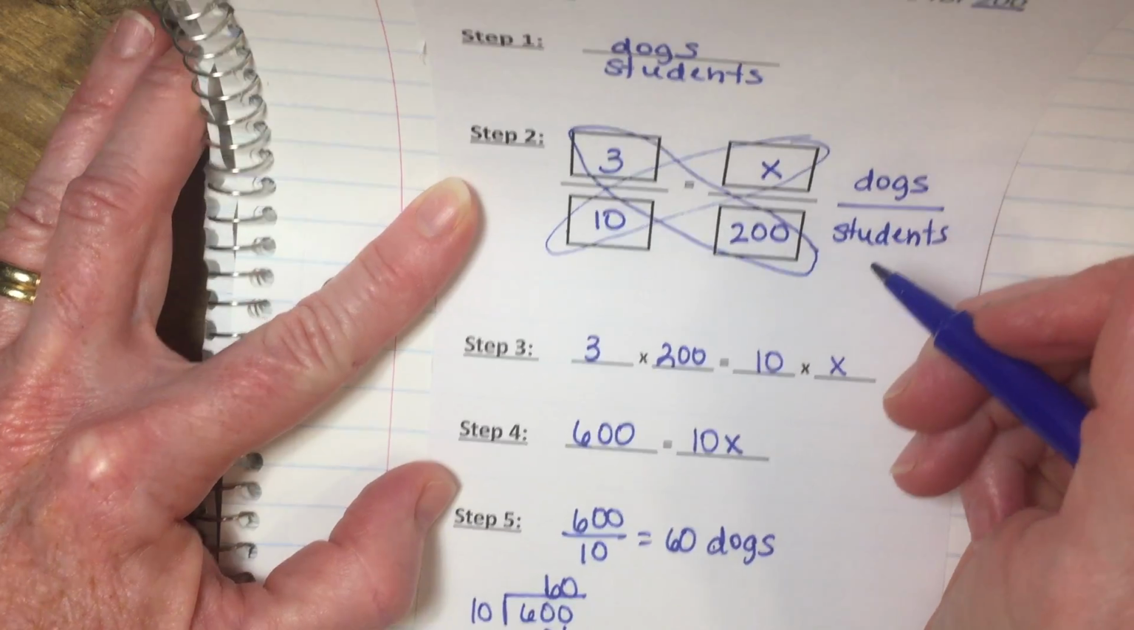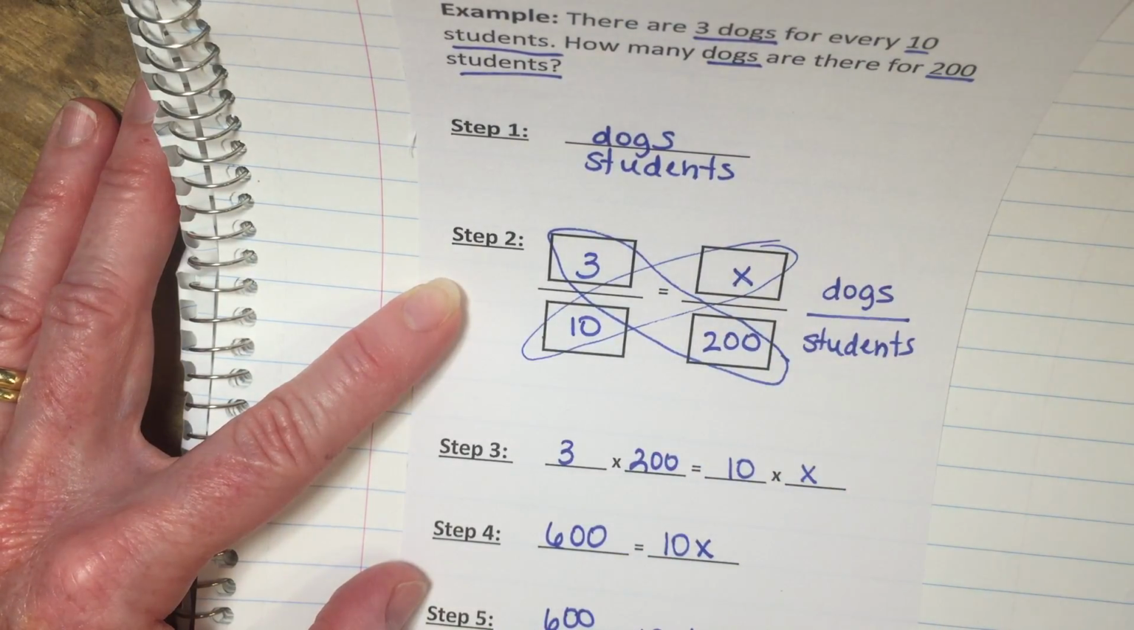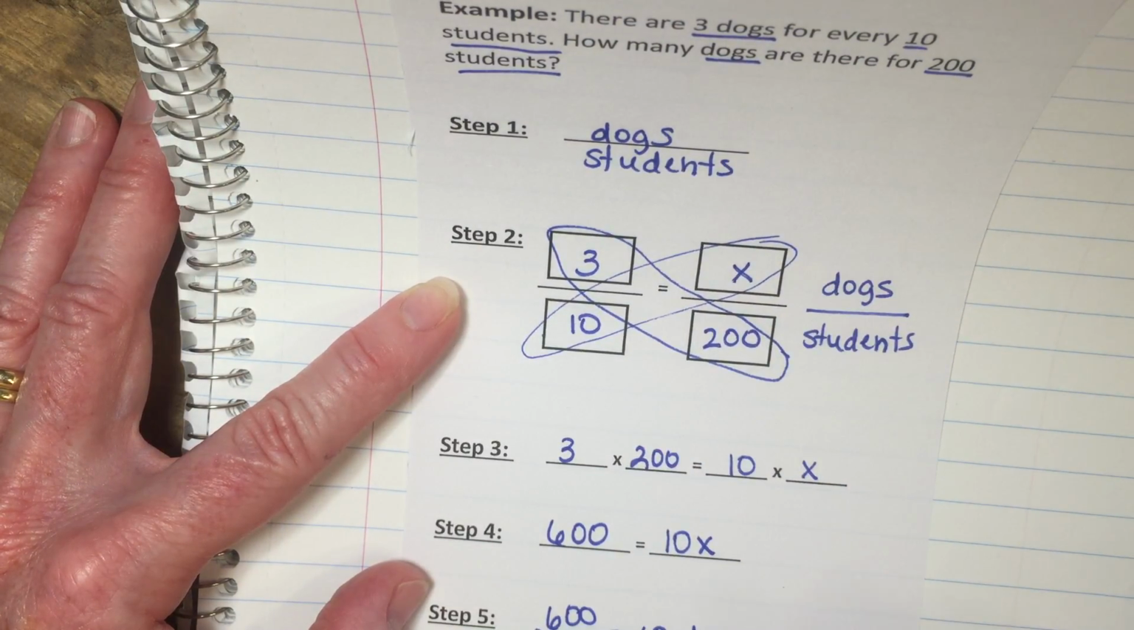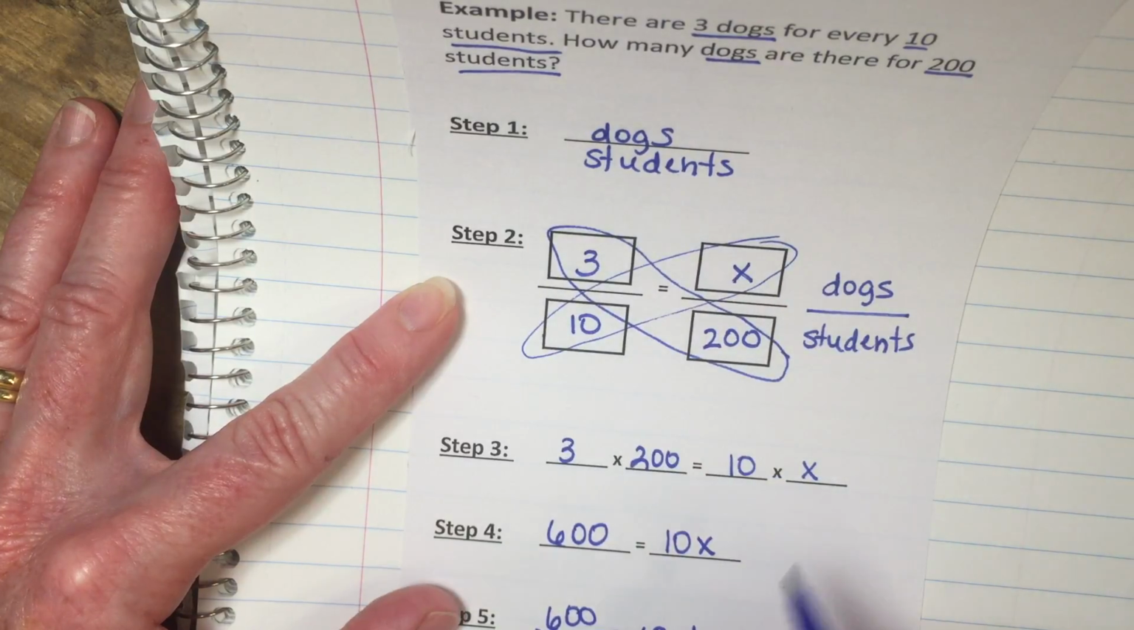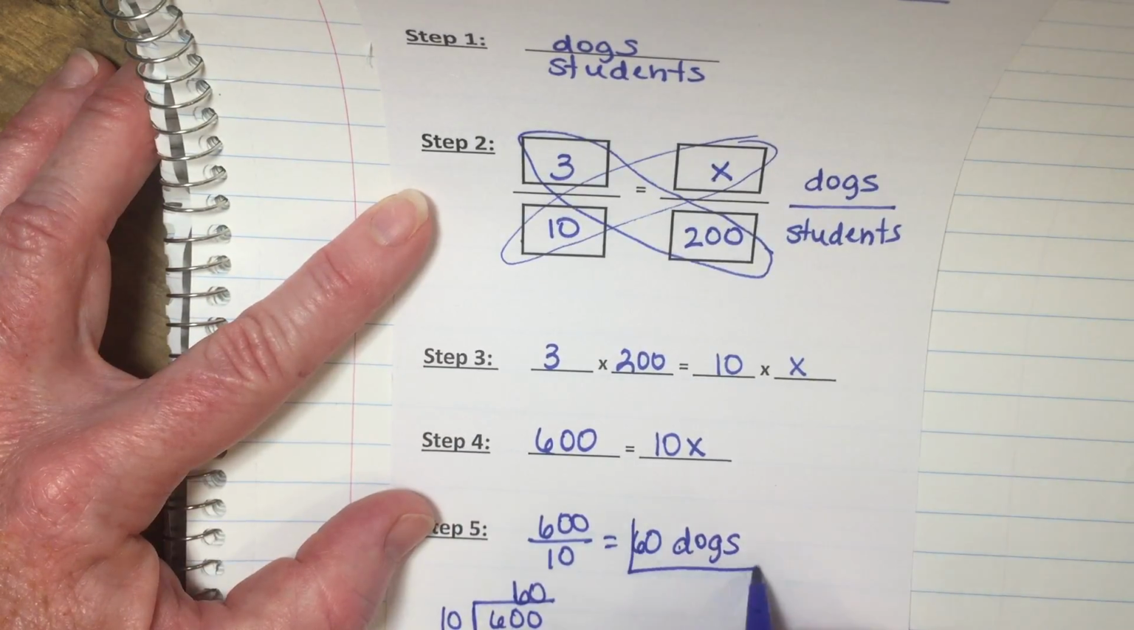So what that tells me is that 60 dogs has the same ratio as 3 dogs to 10. So 60 dogs to 200 students is the same thing as 3 dogs to 10 students. So if I had 200 students, I could expect to have 60 dogs.